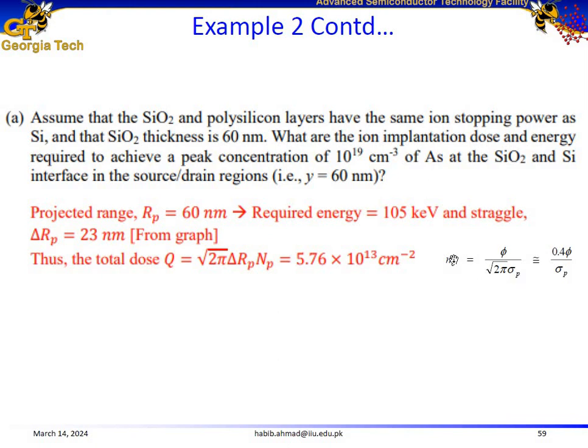Now, in order to calculate the dose, we know the peak concentration is given as 10 to the power of 19. We already know this formula from the previous slides, which is equal to dose divided by this parameter. The dose is unknown, so we reorder this equation, and Q or phi over here represents the dose, is equal to square root of 2 pi times the projected straggle times the peak carrier concentration. So this formula gives us the dose for this configuration.